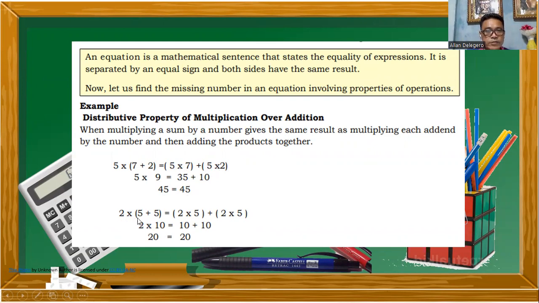Here, 2 times (5 plus 5) equals (2 times 5) plus (2 times 5). So 5 plus 5 is 10. So 2 times 10 is 20. Then 2 times 5 is 10 plus 2 times 5 is 10. Then 10 plus 10 is 20. So it gives the same result.